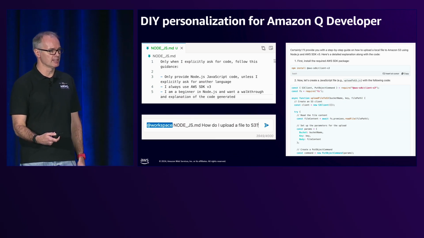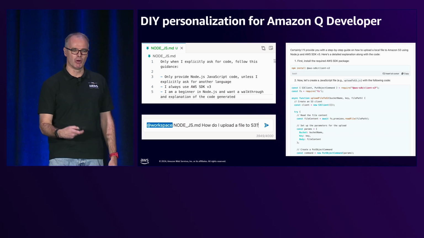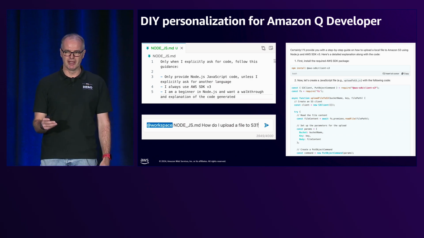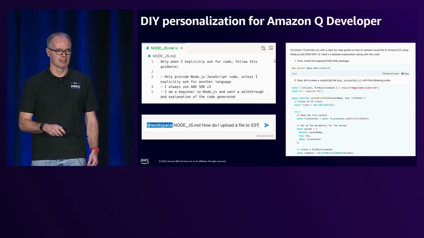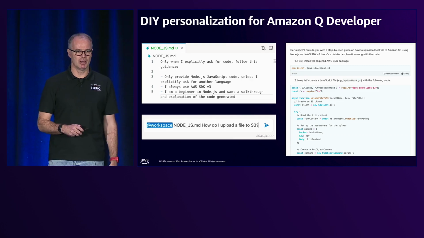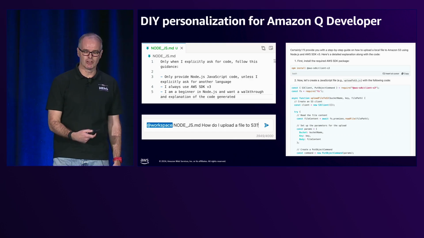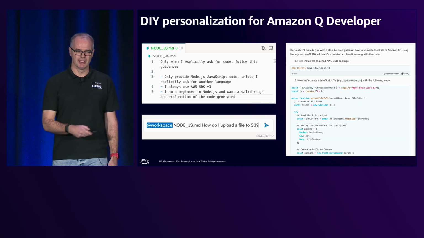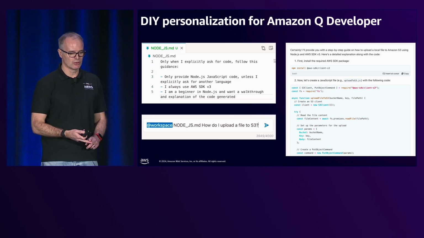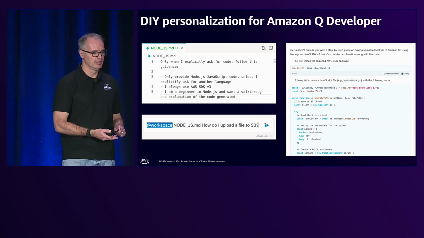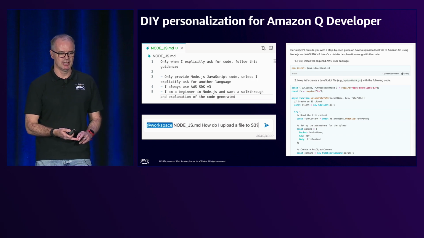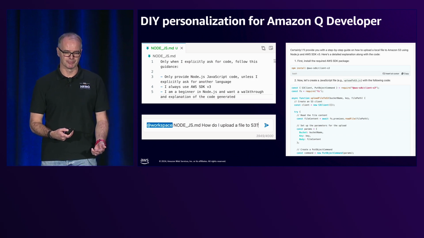Always use the AWS SDK version 3. In this case, I want detailed explanations. And then you can see if I pass a prompt in and I reference that markdown file using the workspace context, I can ask a question like, how do I upload a file to S3? This comes back, and you can see at the beginning where it's saying it's using Node.js, it's using AWS SDK version 3, and it's providing a detailed explanation.